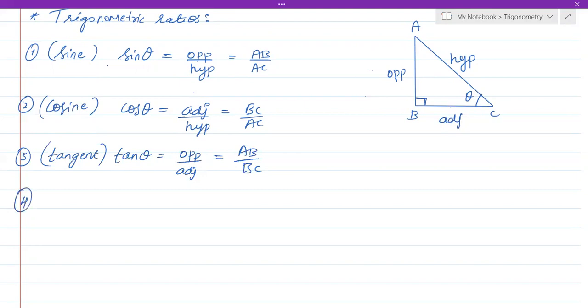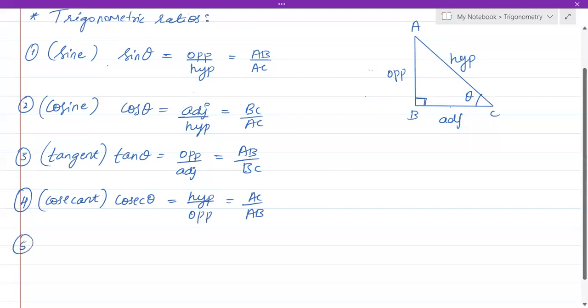So that will be cosecant theta. The full name is cosecant, but we write it as cosec theta. We pronounce it as cosecant theta itself or cosec theta, but cosecant theta is more suitable. Cosecant theta is the reverse, hypotenuse by opposite. That is, from the figure, it is AC by AB.